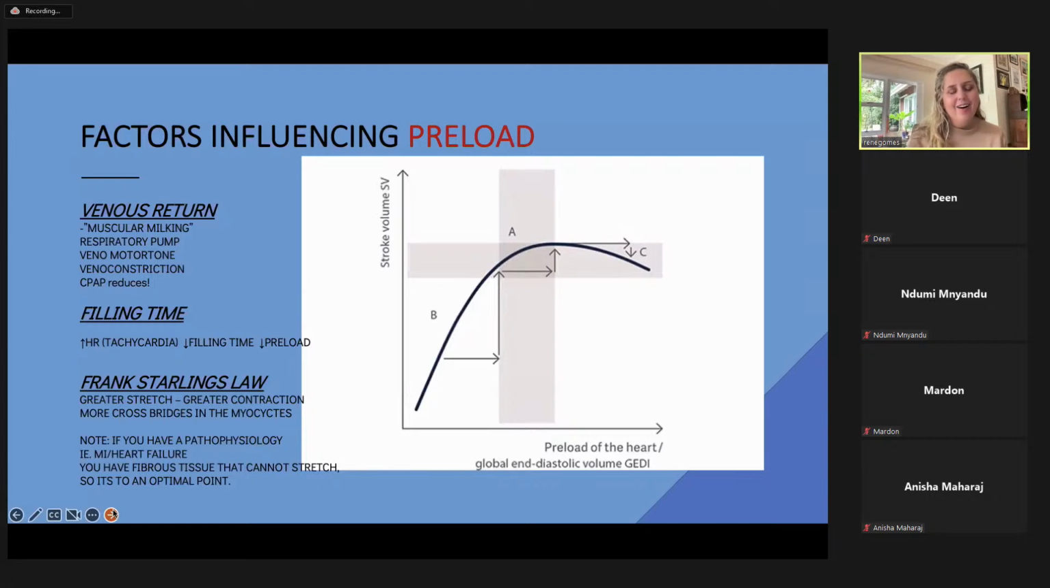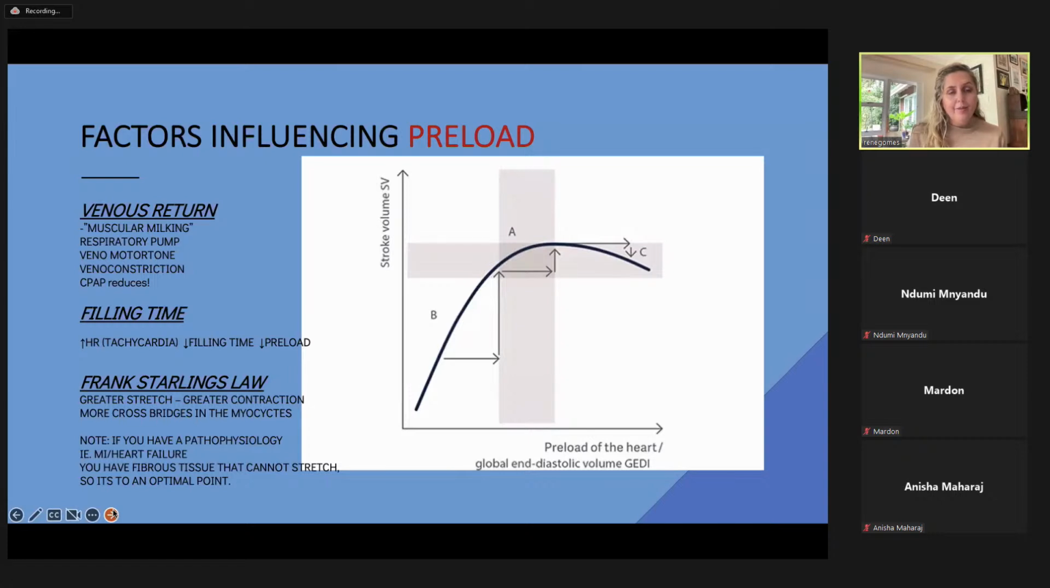So when our deoxygenated blood returns to our heart, it comes up through our limbs, and our muscles actually play a role in ensuring that tone. As we move and so on, our muscles actually assist our veins to bring the blood back up to the heart. We've also got a respiratory pump. As we breathe, obviously our thoracic pressure increases and decreases, and that also helps to bring the blood back. We've got venomotor tone and venoconstriction.